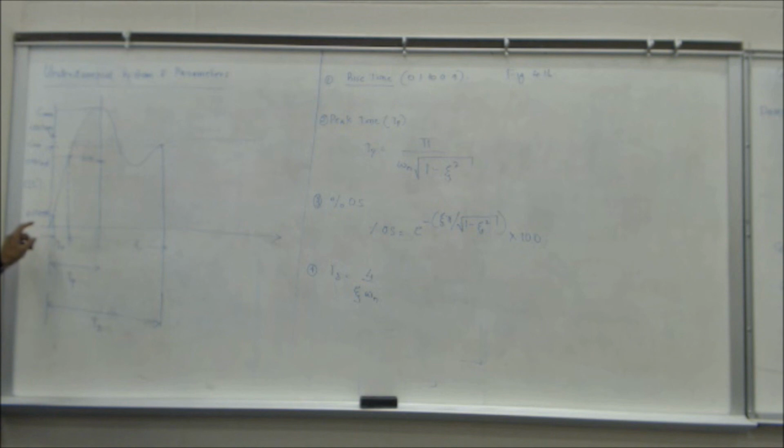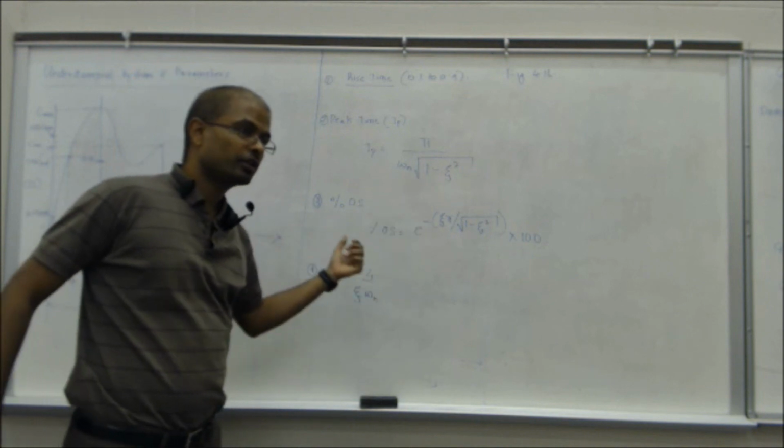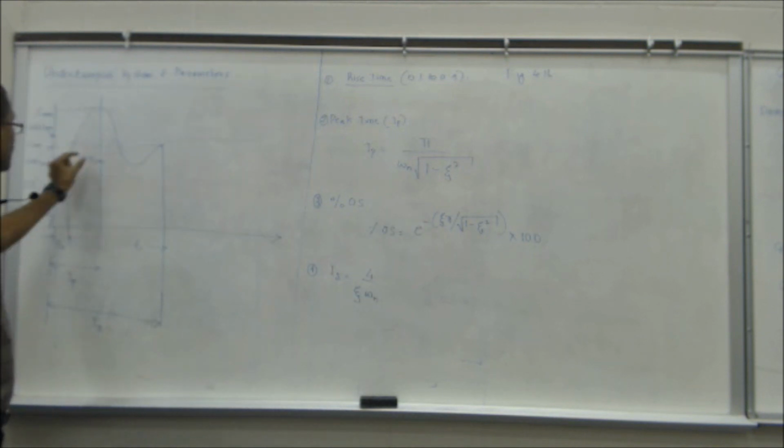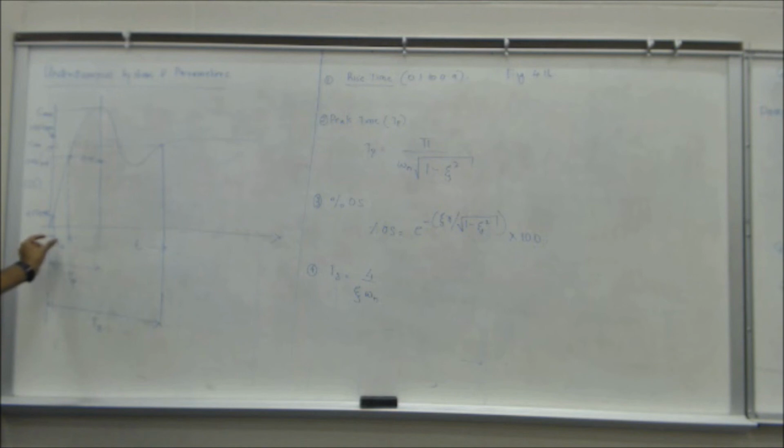I can prove to you, here we cannot prove, but for a first order system we can prove that it comes from 0.1 to 0.9. It doesn't start from 0, it starts from 0.1. Peak time starts from, yes, right.